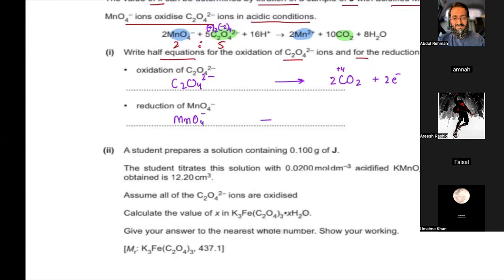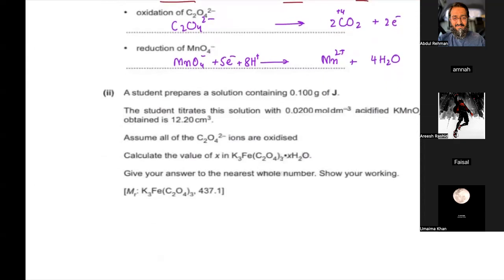Now, for MnO4 negative turning into Mn 2 positive. Mn is plus 7 over here, and going from plus 7 to plus 2 means 5 electrons are being added, so I'm going to put 5 e negative over here. There are 4 oxygens. Oxygens are always balanced by adding water, so I'm going to put 4 water over here. And 4 water makes 8 hydrogen, so I'm going to add plus 8 H positive over here as well. So now my half equation is done for the MnO4 negative as well. That's how you can make the half equations.